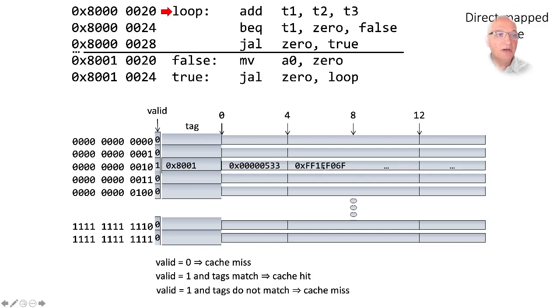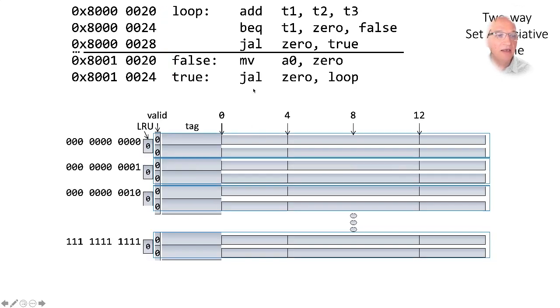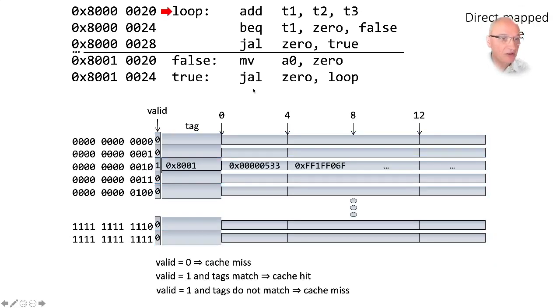And now I go back to the beginning, I jump to the loop, and now I need that add instruction again. But of course, the add instruction now is going to be a miss because I have replaced the add instruction when I fetch the move instruction. So this is an example where the entire cache is empty. There is nothing else in the cache. The only thing that I have are those instructions.